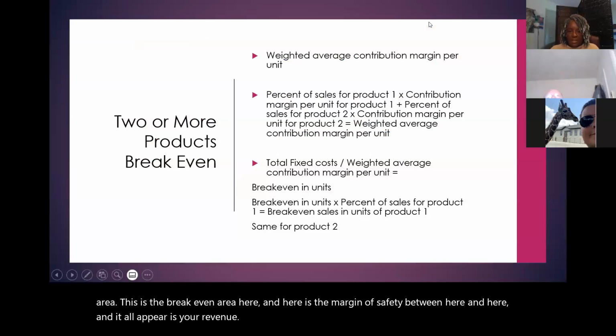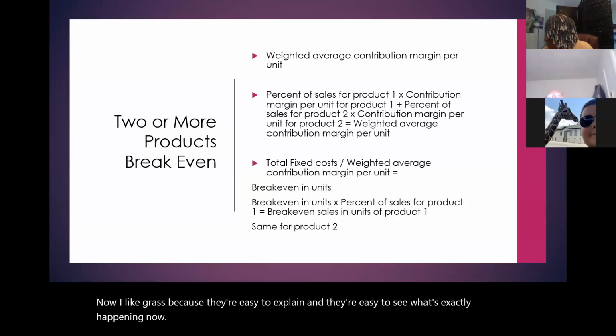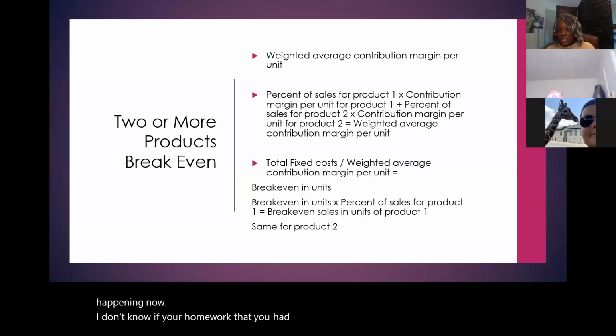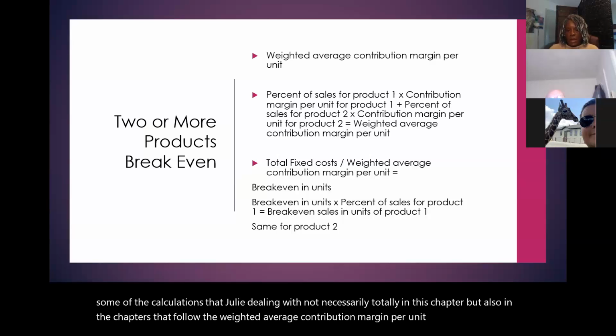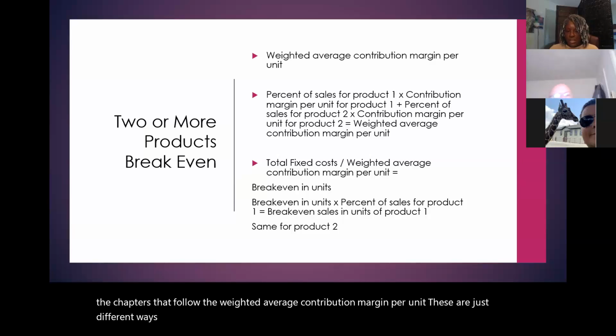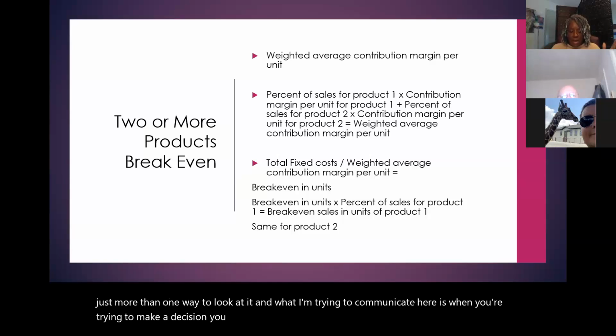Now, I like graphs because they're easy to explain and they're easy to see what's exactly happening. Now, I don't know if in your homework you have this calculation, but it's kind of important to see some of the calculations that you'll be dealing with, not necessarily totally in this chapter, but also in the chapters that follow. The weighted average contribution margin per unit. These are just different ways of analyzing your contribution margin. It is nothing overly complicated about it. It's just more than one way to look at it. And what I'm trying to communicate here is when you're trying to make a decision, you've got a lot of data and you've got a lot of information.